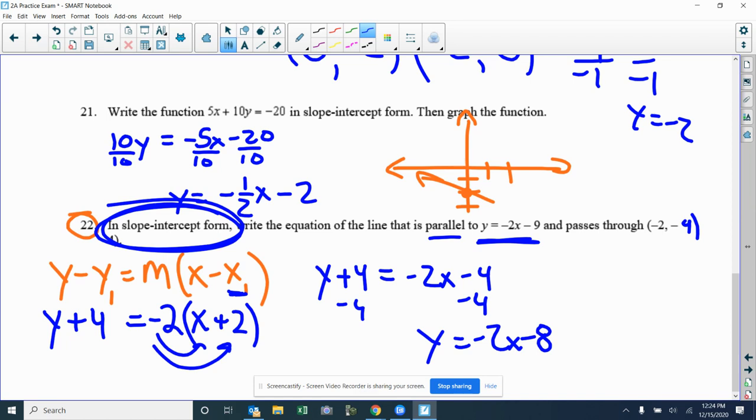Is parallel, like, we keep the numbers the same? The slope will be the same. If it's perpendicular, it's the opposite reciprocal. So that's a possibility. If this didn't say parallel, it said perpendicular, our new slope would be the opposite reciprocal, which would be just 1/2. Because negative 2 reciprocal would be negative 1/2, but the opposite would be positive 1/2. So you might want to jot that in if you're taking any notes.